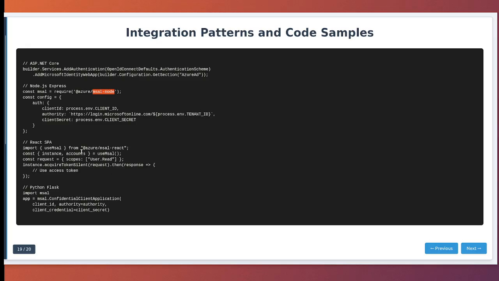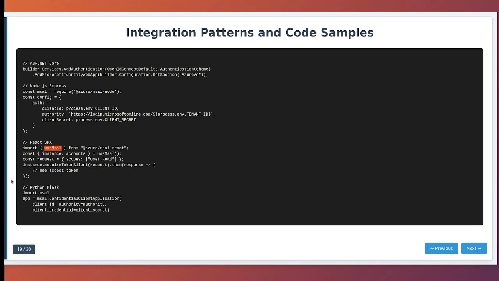React applications present unique challenges because they run in the browser. The MSAL React library provides hooks that integrate cleanly with React's component lifecycle. The useMsal hook gives you access to authentication methods, while useIsAuthenticated helps with conditional rendering. Always use the authorization code flow with PKCE for SPAs, never the deprecated implicit flow.